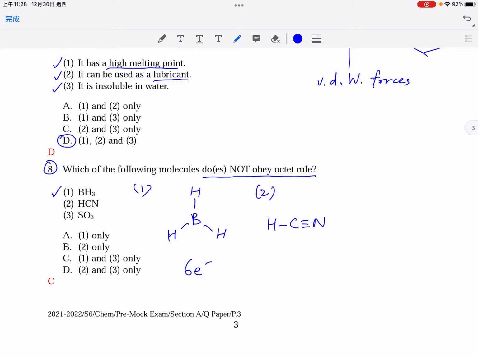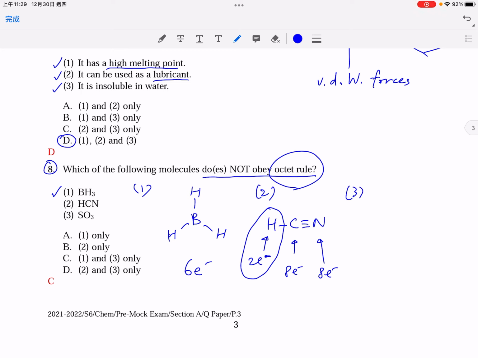HCN should have a structure like this. So carbon atom, H electrons, nitrogen atom. Hydrogen has 2 electrons. Of course, it is already attaining the doublet of electrons. So all the atoms here obey the octet rule.